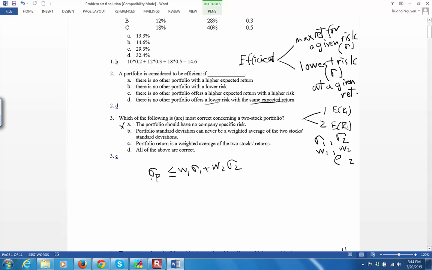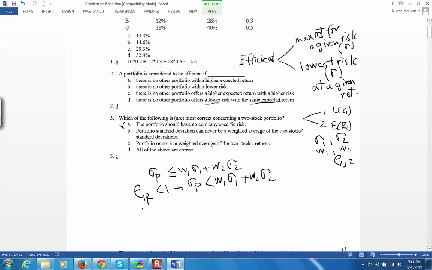The reason the standard deviation of the portfolio is smaller is that as long as the correlation, which is the relationship between the 2 stocks, is smaller than 1, the standard deviation of the portfolio is always smaller than the weighted average, W1 sigma 1 plus W2 sigma 2. So if the correlation is smaller than 1, then when you combine the 2 stocks, you get a portfolio that will have a standard deviation smaller than the sum of the 2 standard deviations.